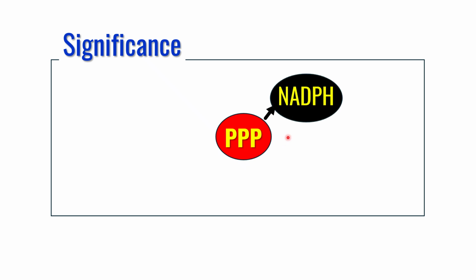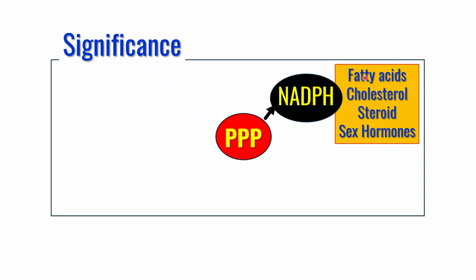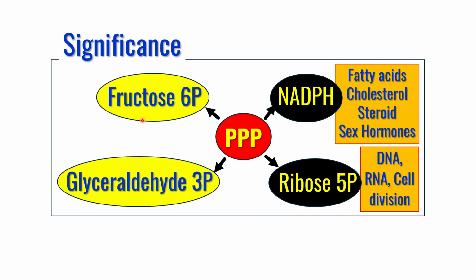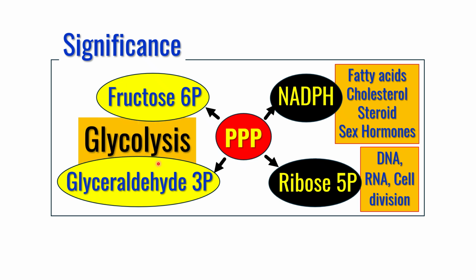Regarding the significance of the pentose phosphate pathway, it is a very important pathway. It synthesizes NADPH, which is an antioxidant and is required for the synthesis of fatty acids, cholesterol, steroid, and sex hormones. In addition, it also synthesizes ribose 5-phosphate, which is required for DNA and RNA synthesis and cell division. This pathway also produces fructose 6-phosphate and glyceraldehyde 3-phosphate, which are intermediates of the glycolytic pathway. They feed back into the glycolytic pathway and support energy metabolism.